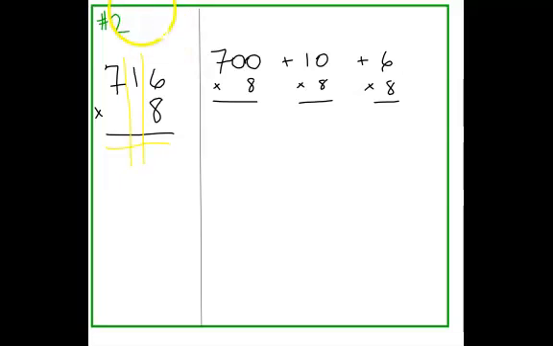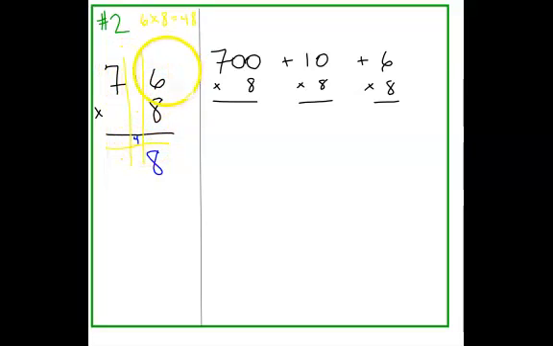All right, 6 times 8 is 48. 6 times 8 equals 48. I'm going to change my pen color to something a little darker. 6 times 8 is 48. So we're going to write a small 4 and the big 8. Because remember, this 4 is just a note for us right now.